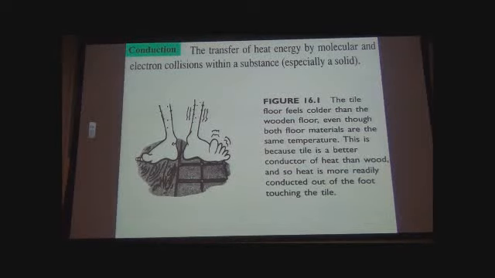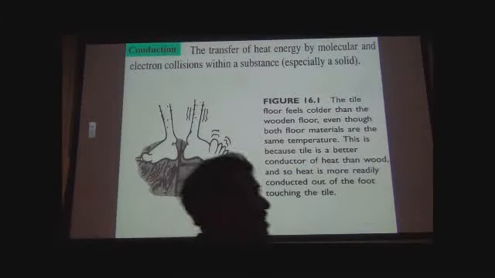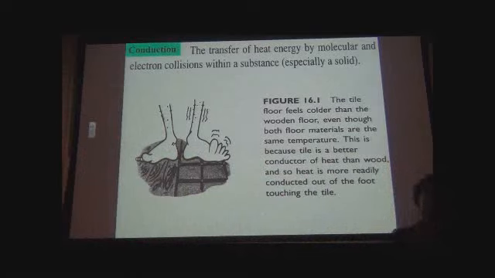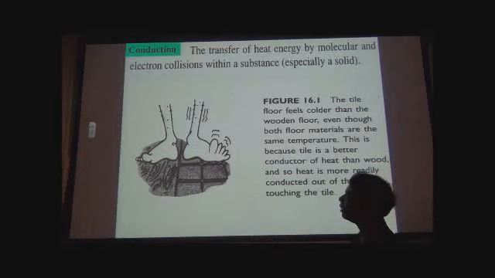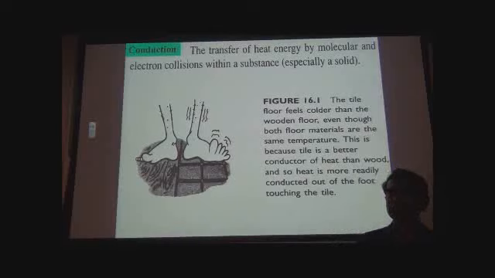Okay, in the previous lecture, previous chapter, we've talked about heat and temperature. Now we're moving to the transfer of heat. So it's heat transfer, right? One mechanism by which heat is transferred is called conduction, and you all experience this.